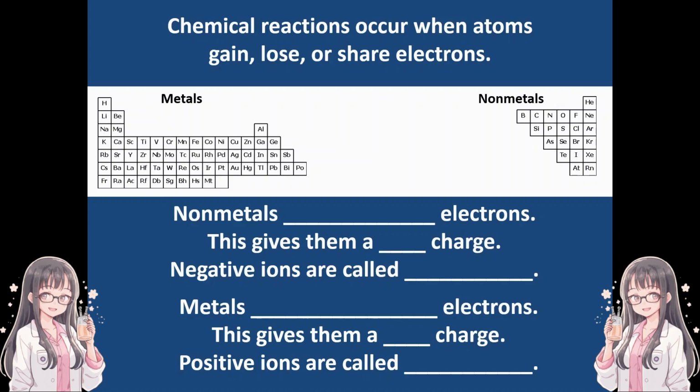So non-metals, since they gain or accept electrons, this gives them a negative charge because they got extra electrons from metals. They are called negative ions, or in short, anions. Now, metals, since they lose or donate electrons, this gives them a positive charge. Positive ions are called cations.